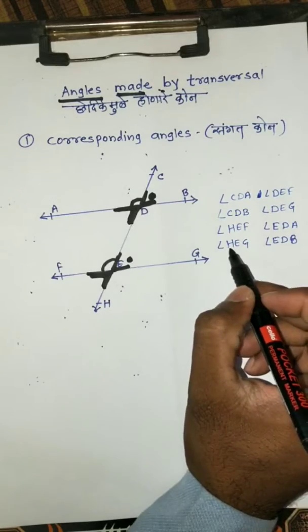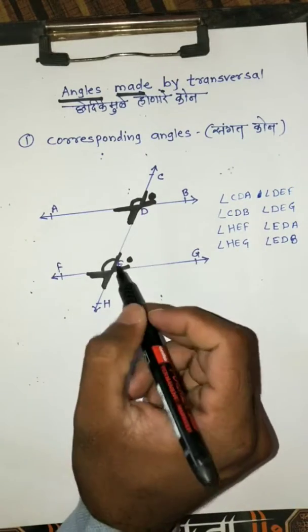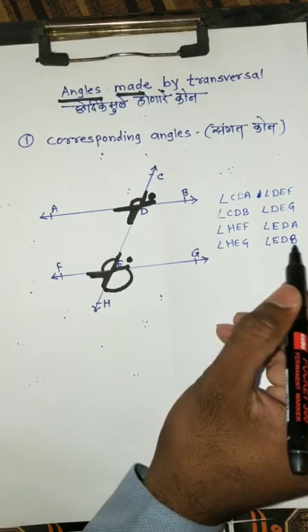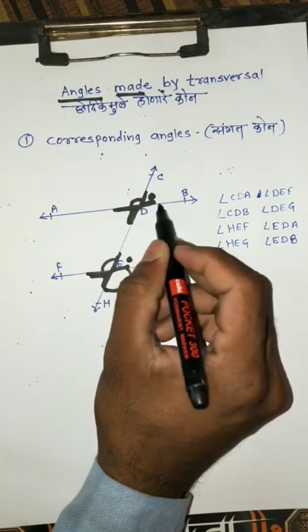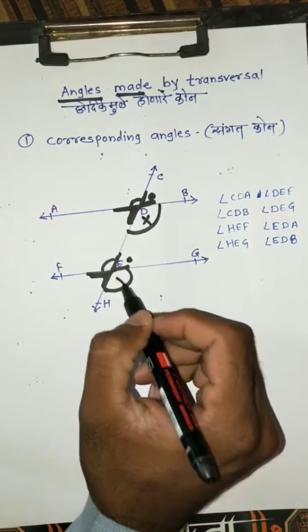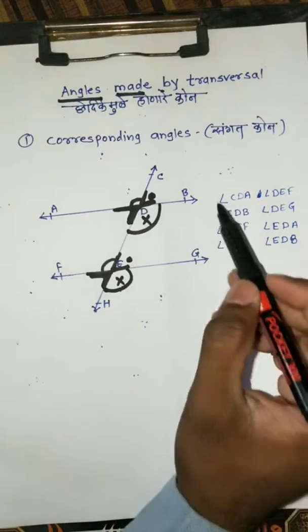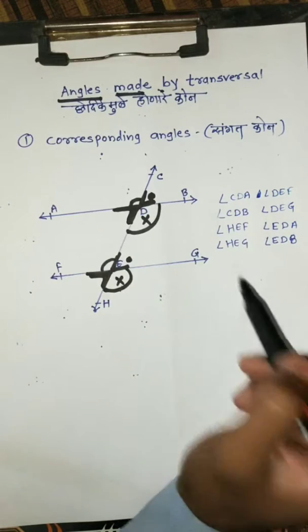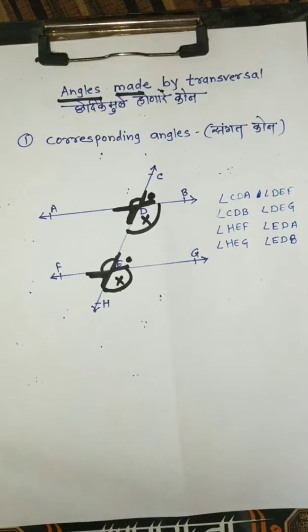And the last one is HEG and angle EDB. These two angles are corresponding angles. These are the four pairs of corresponding angles. ह्या चारही संगत कोनांच्या जोड्या आहेत.